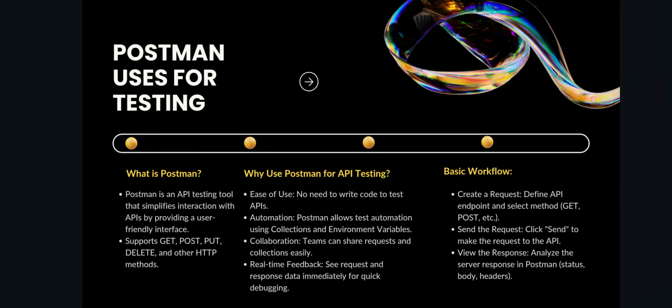And automation: Postman allows test automation using collections and environment variables. Collaboration: teams can share requests and collections easily and get real-time feedback, seeing request and response data immediately for quick debugging. The basic workflow: create a request, define an API endpoint and select a method, GET, POST, etc. Send the request: click send to make the request to the API. View the response: analyze the server response in Postman, body and headers.